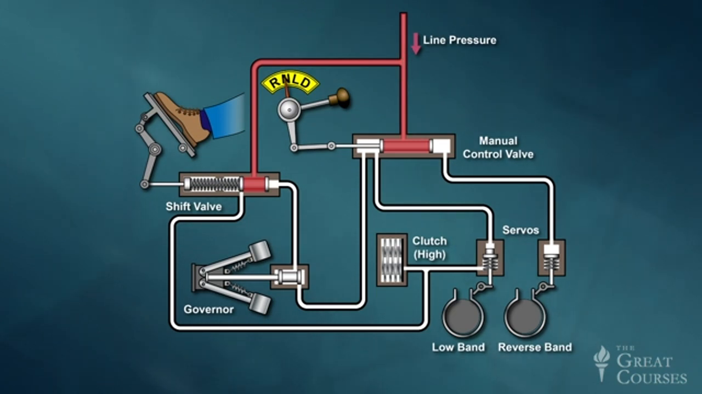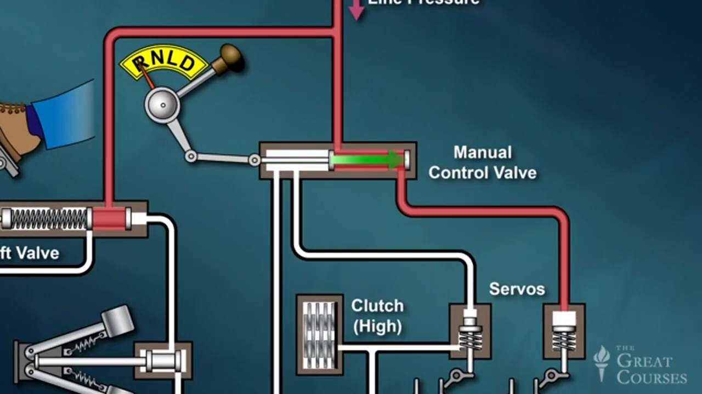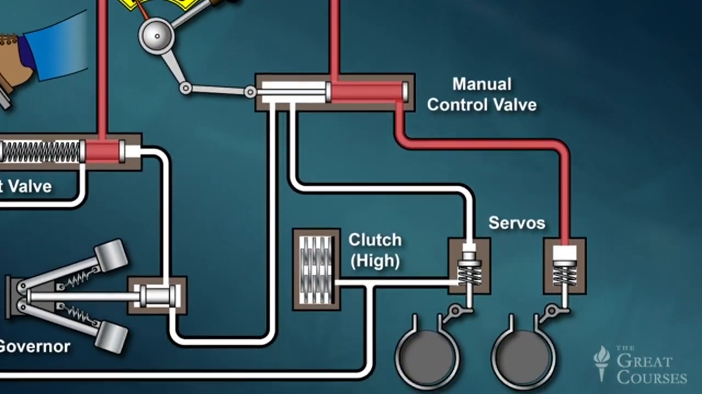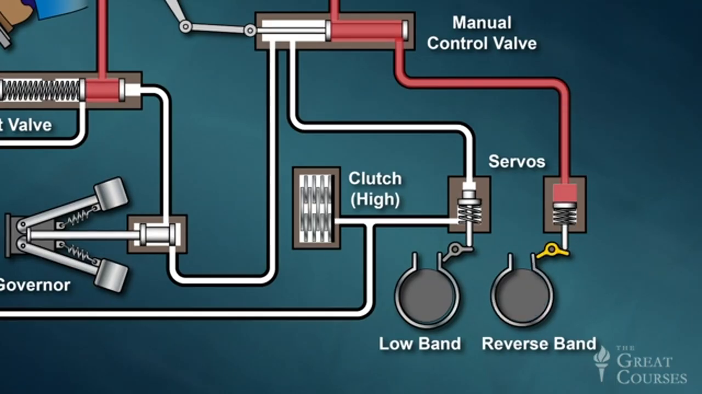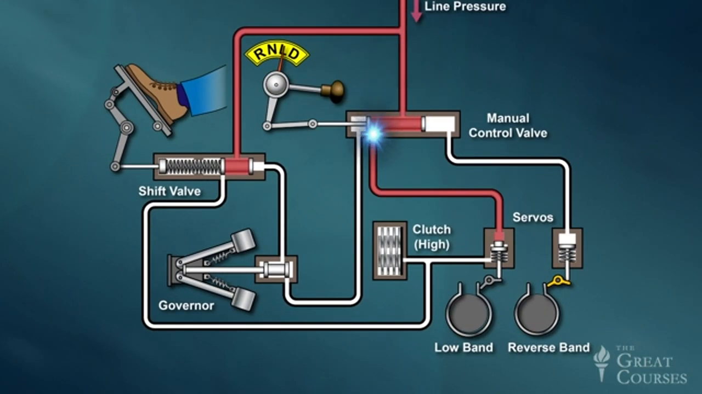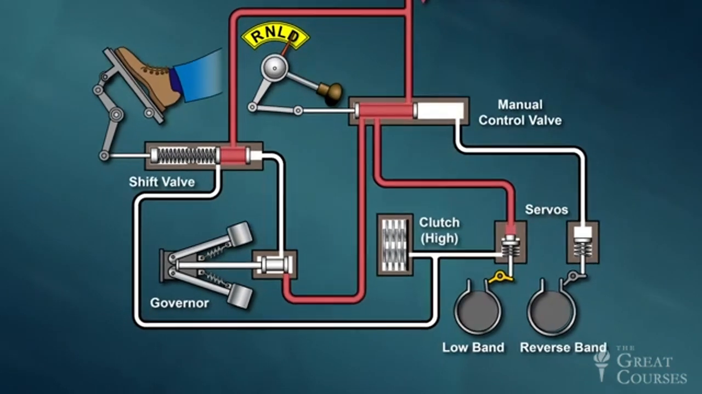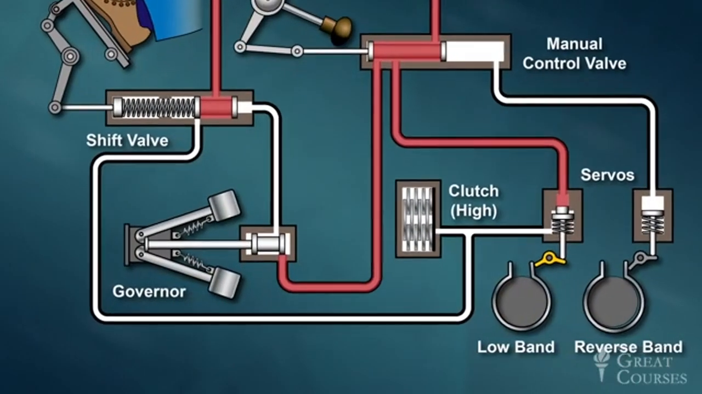Now, because the shifter is currently in neutral, the manual control valve is blocking the flow of fluid into the system. When you shift into reverse, the piston slides to the right, and the valve now supplies line pressure directly to the reverse band servo, which shifts the transmission into reverse. Similarly, in low gear, line pressure is rerouted to the low band servo, and the transmission now shifts into low gear. When you move the shifter to the drive position, line pressure is now supplied to both the low band servo and the governor.